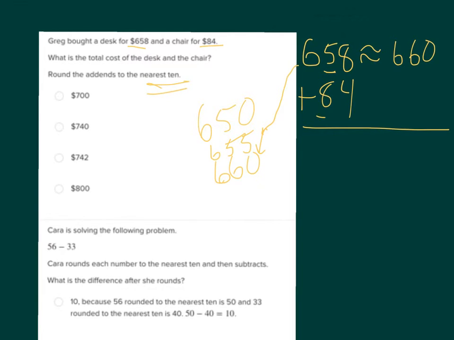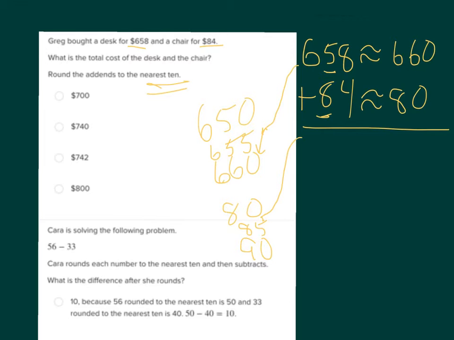Now 84, we're going to do the same thing. It's going to be between the benchmarks of 80 and 90. Now 85 is halfway between. So 84 is less than 85. That means it's closer to 80.